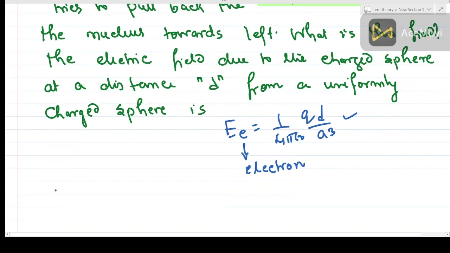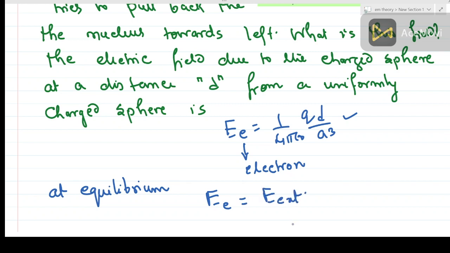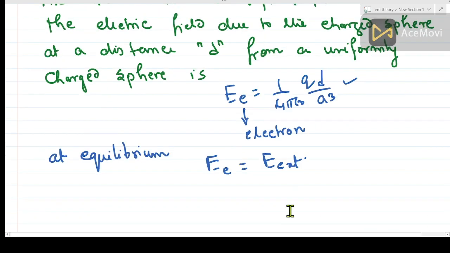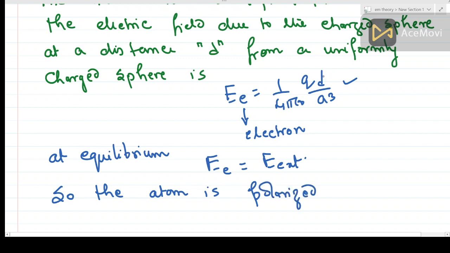At equilibrium, E_E is equal to E external. These two fields balance each other. So the atom is polarized. If d is 0, there will be no polarization. d is 0 means no polarization. No electric field will be produced. You can check this expression.